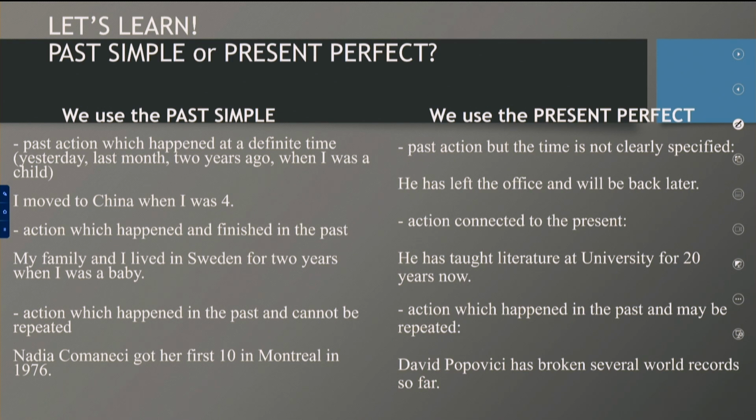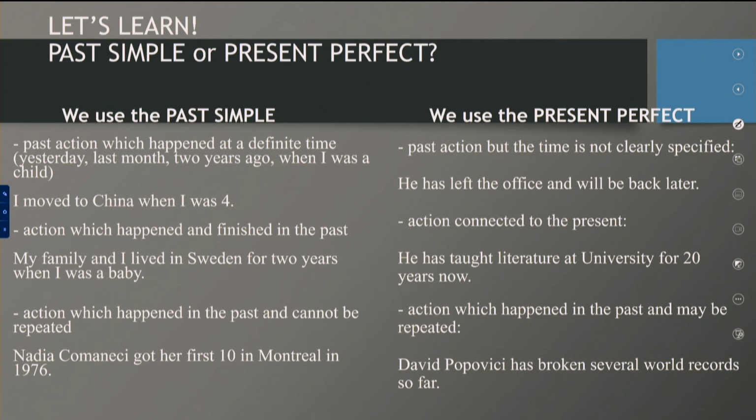We use the past simple for a past action which happened at a definite time in the past. That's why we generally need to use time expressions like yesterday or last month or 2 years ago, when I was a child, to make it quite obvious that this event is anchored in the past only. For instance, I moved to China when I was 4.